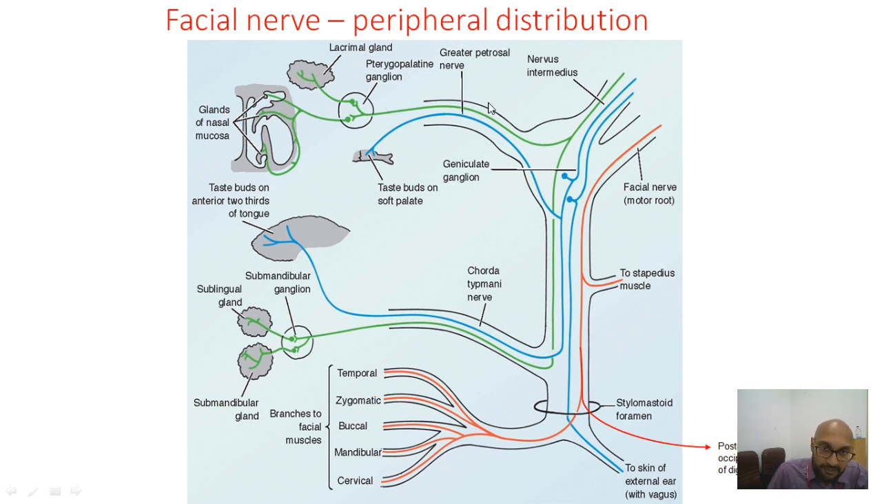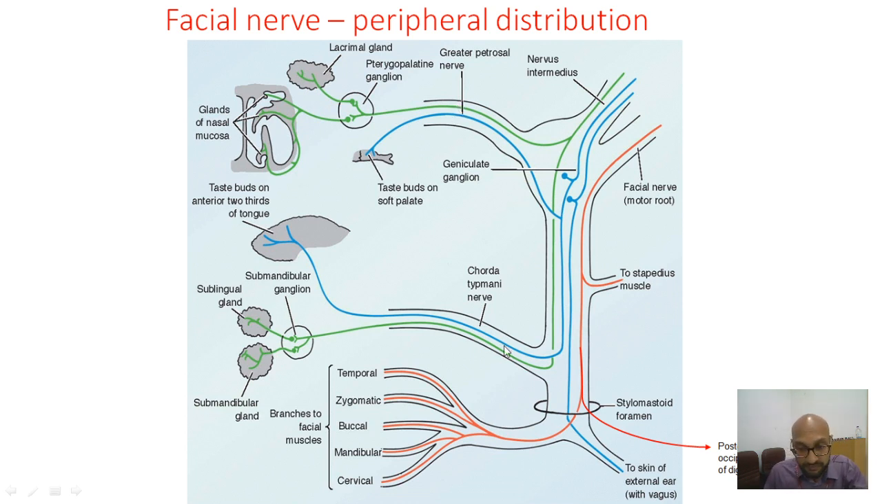And if you look at the greater petrosal nerve, here the parasympathetic component is meant for the pterygopalatine ganglion, which is meant for the lacrimal gland and the glands of the nasal and pharyngeal mucosae, and the taste sensations from the soft palate and the hard palate, the mucosa that is found over there.